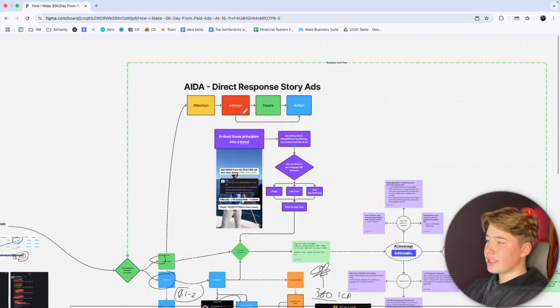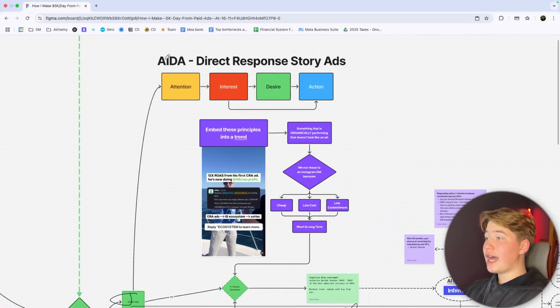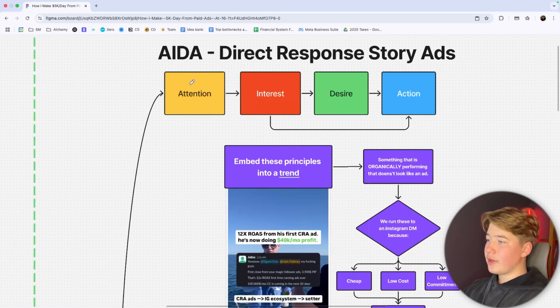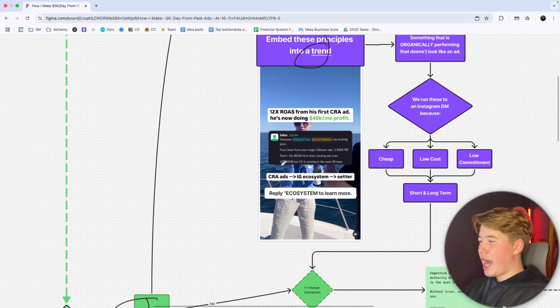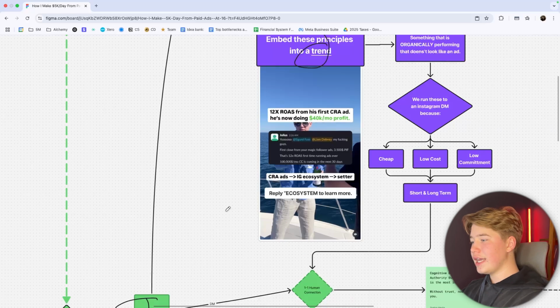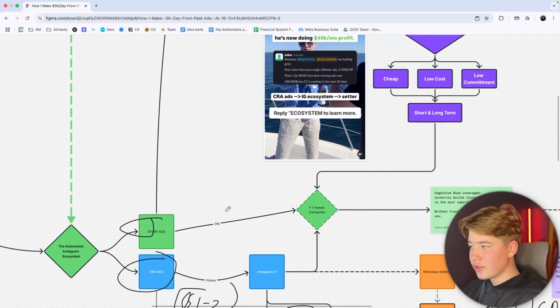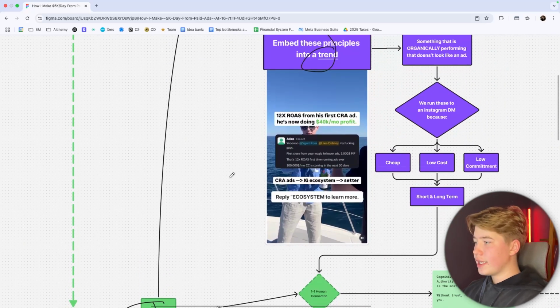Now, the story ads are a different kind of format. We use the AIDA format, which stands for attention, interest, desire, action. And so once again, we're embedding this framework into a trend. A trend is like something organic that's performing, so that when people see it, they don't actually think that it's an ad. What that means is that people can consume it without being skeptical. It's another one of those biases, right? If it looks like a normal piece of content, they're not going to think it's an ad.